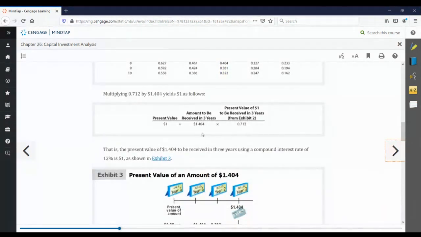So again, they've shown you the multiplication of the table value amount times the amount that was to be received in 3 years, which was $1.40, and that will take you back to the present value amount of a dollar. So we're still saying that if we invested a dollar today, in 3 years, we could earn 12% interest. If it's compounded, that dollar will end up being $1.40.